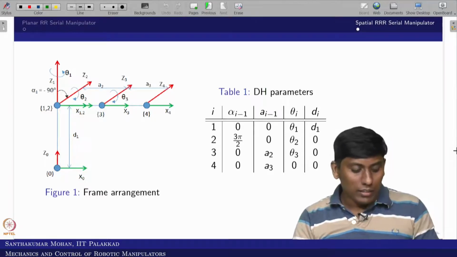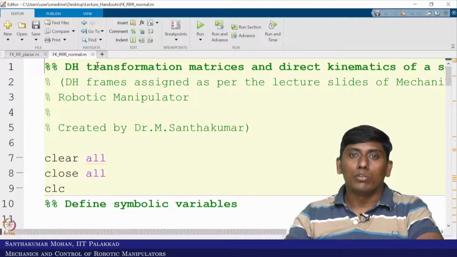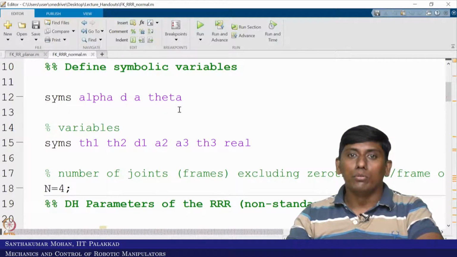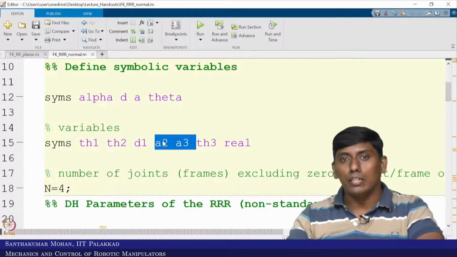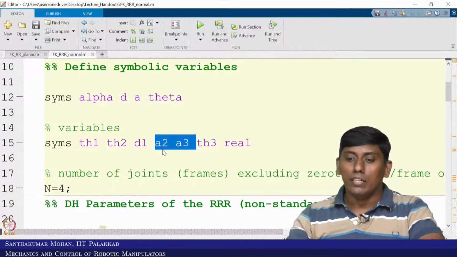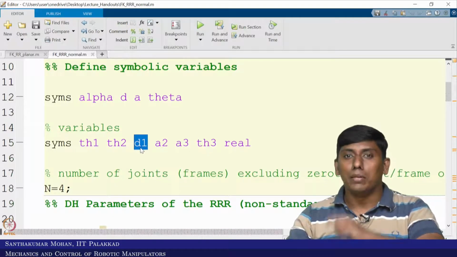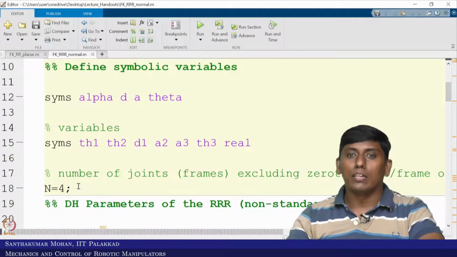Can I check that? Yes, I will check this. You can see what I did, I have modified this. It is written the same way, but here there is A1, A2 replaced with A2 and A3, because your DH table does not have A1, but A3 is there. Similarly, there is a displacement on the z axis. So D1 is there, and again it is a 3 axis system, so theta 3 is also there. These are all real variables. Now the number of joints is 4.